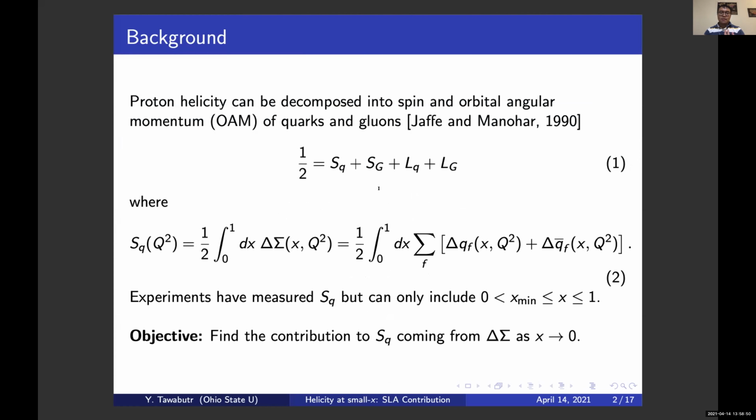In this project, we are interested in finding the contribution coming from quark helicity, in particular S_q. We know that S_q can be written as an integration over Bjorken x of the flavor singlet quark helicity distribution, as written in equation 2. The quark helicity distribution delta sigma can be measured experimentally, but only down to some minimum Bjorken x, which is larger than 0, obviously. So in order to get the complete understanding of the quark helicity contribution, we would like to find the asymptotic form of delta sigma as x approaches 0 at small x, which will complement the experimental result and give us the complete S_q.